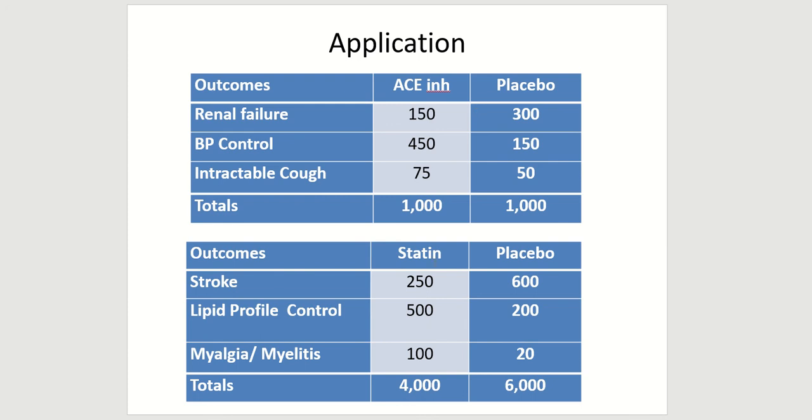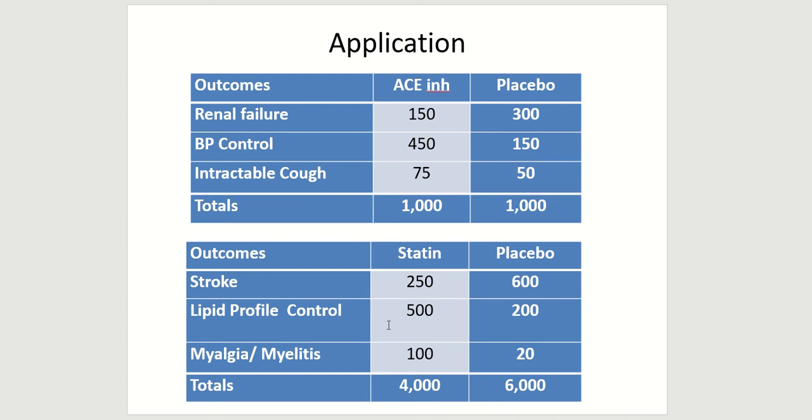Here's another example. This is for statin versus placebo. This time, the totals are not the same. So you have 4,000 treated and 6,000 non-treated. The new cases in each group are represented. So again, 250 over 4,000 will give you the incidence rate of stroke among statin, and 600 over 6,000 will give you the incidence rate of the stroke among placebo. Again, incidence rate means risk.